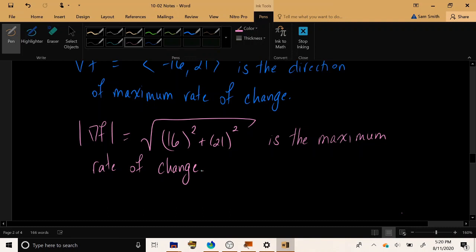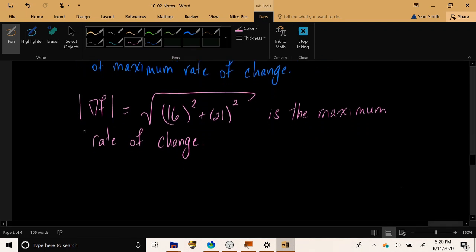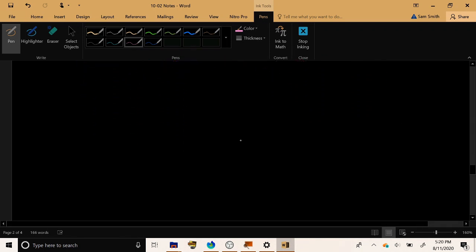Alright, so the direction of the maximum rate of change is given by the gradient. The magnitude of the gradient tells you how fast the function's value is going up.